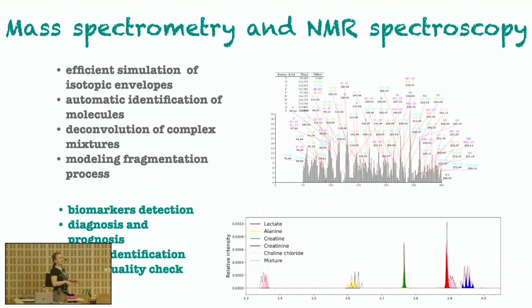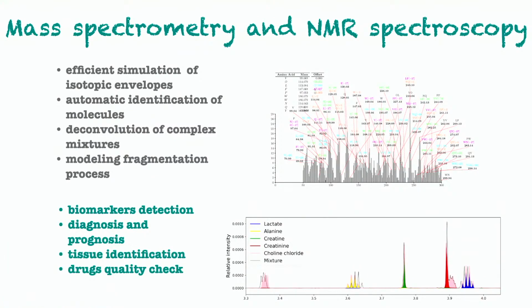Now we dive more into biology and chemistry and somewhat medicine. I will talk about two techniques, mass spectrometry and nuclear magnetic resonance spectroscopy. You can view a mass spectrometer as an instrument to determine the weight of a particle very, very precisely. In fact, the mass spectrometer accelerates particles in an electromagnetic field and measures the mass over charge ratio, but it's not crucial in our application.